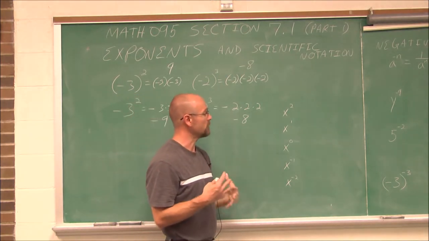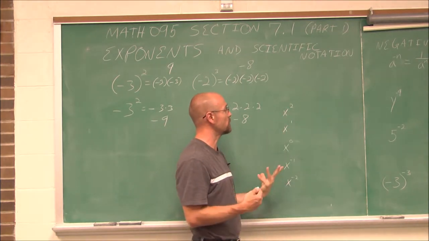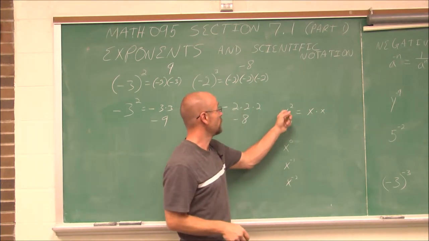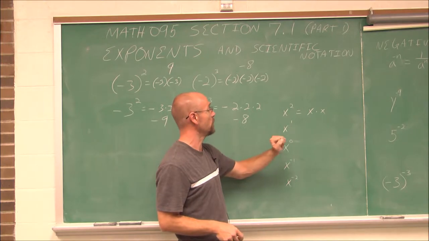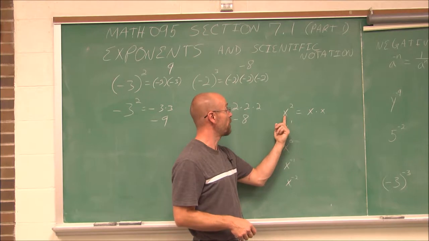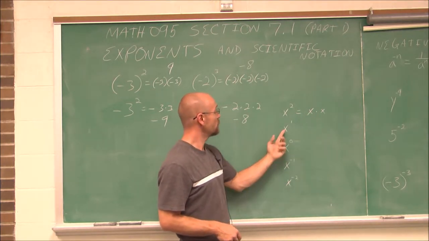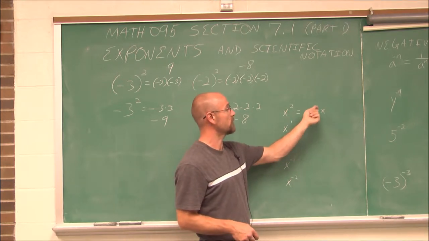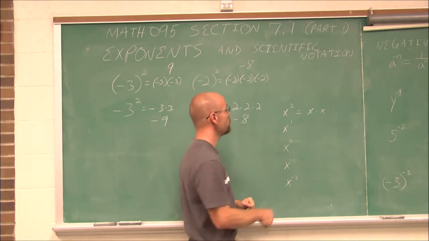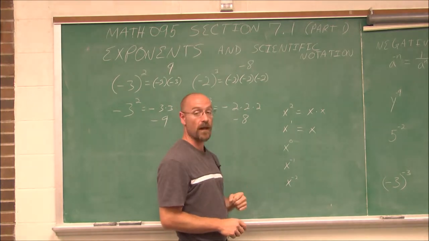So let's look at exactly what exponents are. Well, an exponent tells us to multiply something repeatedly. So this is our base, and this is our exponent. We also call it the power. It just says repeatedly multiply the base this many factors of that base. So if we have x squared, it's saying x times x. Or if we have negative 3 squared, it's saying negative 3 times negative 3. Here we have x to the first.